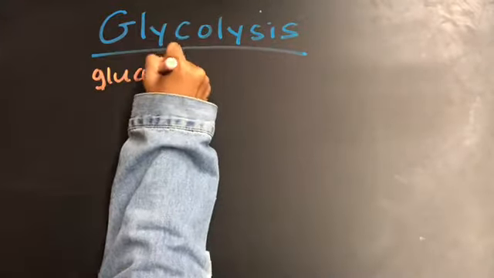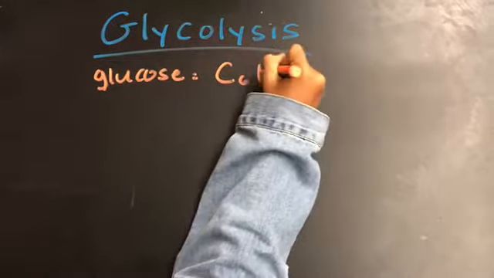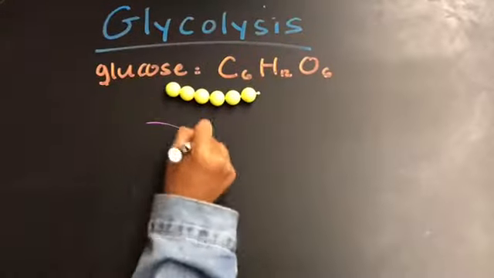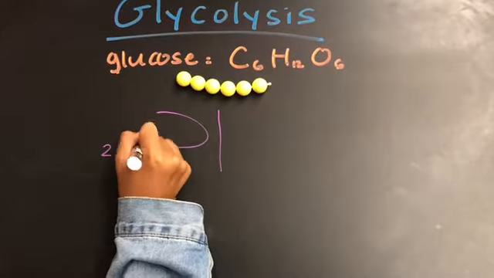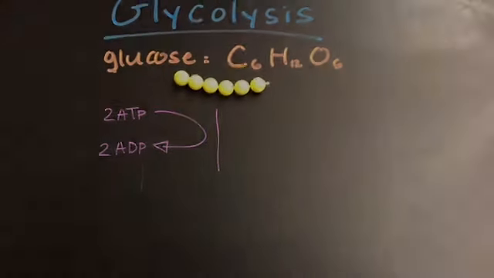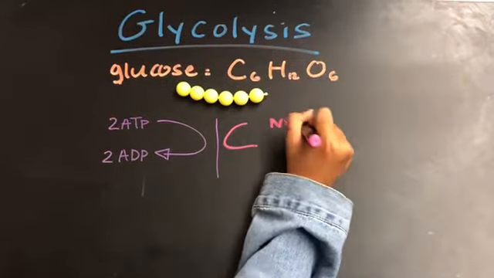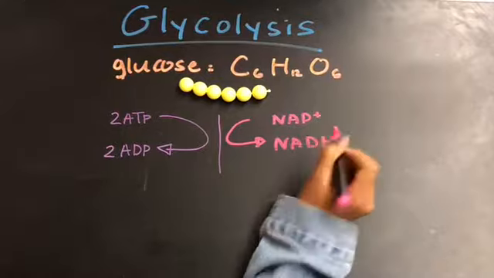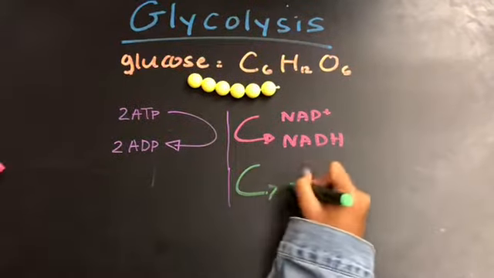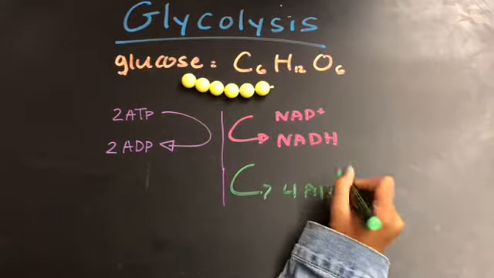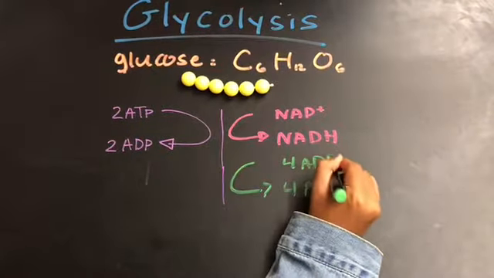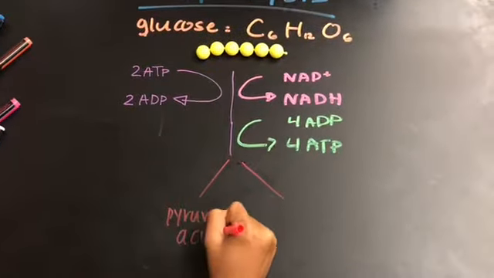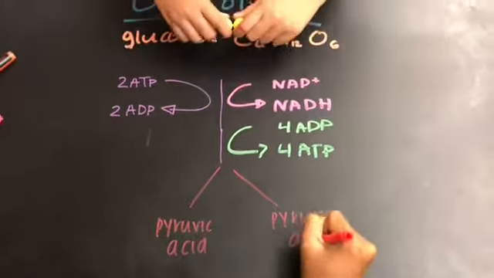Glycolysis starts with glucose, which is 6 carbon, 12 hydrogen, and 6 oxygen. 2 ATP molecules are then turned into 2 ADP molecules. At the same time, NAD+ is then turned into NADH. Lastly, 4 ADP molecules are then turned into 4 ATP molecules. At the very end of glycolysis, the glucose from the beginning is then broken in half into 2 pyruvic acids.